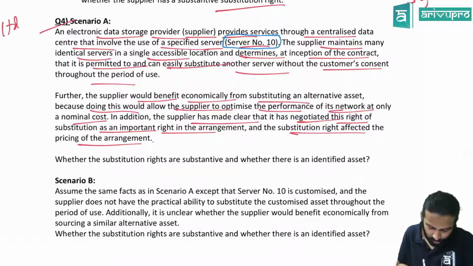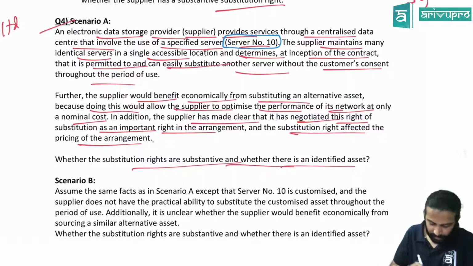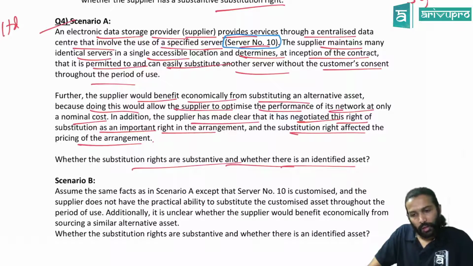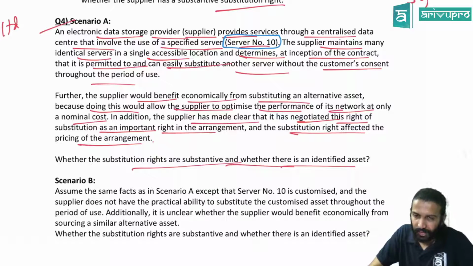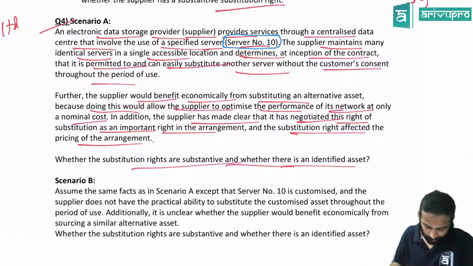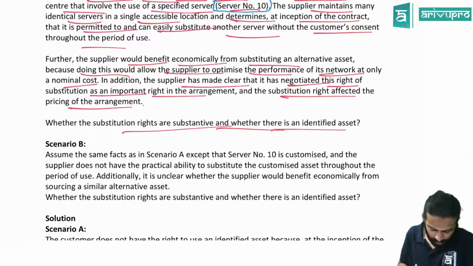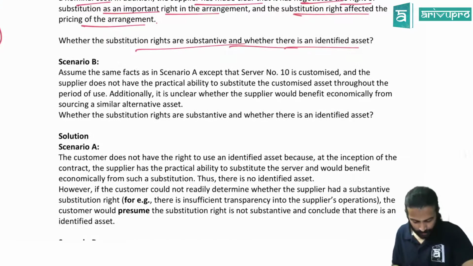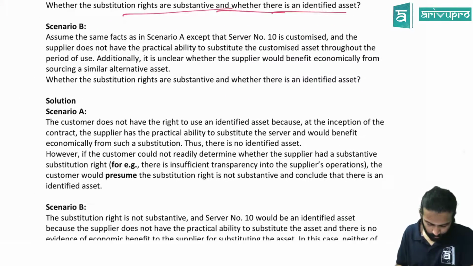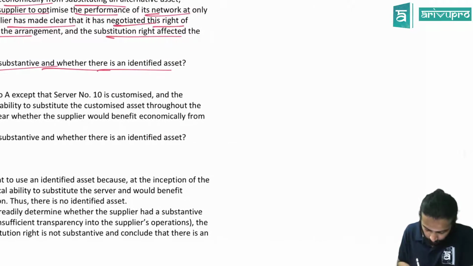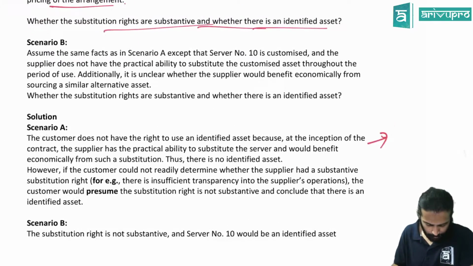That means what are the conclusions, sir? Whether substitution rights are substantive and whether this is an identified asset. The supplier's substitution rights are substantive. Therefore, it is not an identified asset. Correct? Yes, that is just the scenario A answer. How will you answer this question, sir? I'll give you a sample answer.